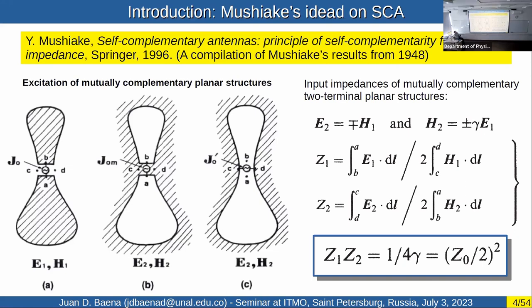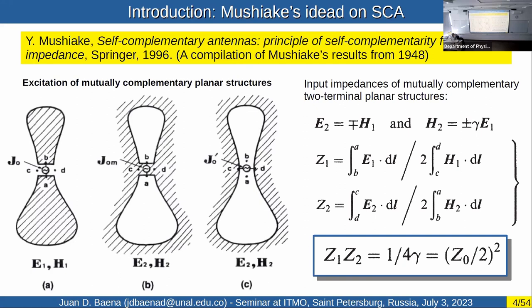Actually, he wrote a book. This book was published in 1996, but Mucciacci's first proposals were published in 1948. I have taken this figure from his book about the excitation of mutually complementary structures. You see, we could call this the original structure. This is the complementary counterpart of this one. The gray region could be considered perfect electric conductor, and the other one is a hole in the perfect electric conductor chip.